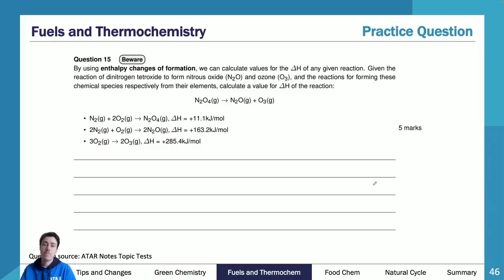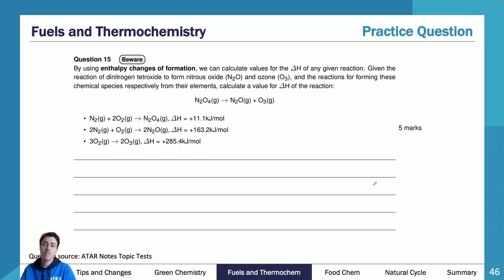Hopefully you're back. So let's have a look at this question and let's go through the answers. So with this question here, by using enthalpy change of formation, we can calculate the values of delta H from any reaction. Given the reaction of dinitrogen tetrachloride, whatever these are, and ozone, reaction forming these species, respectively, from their elements and their delta H's are below. So what it wants is you to produce this from these 3.